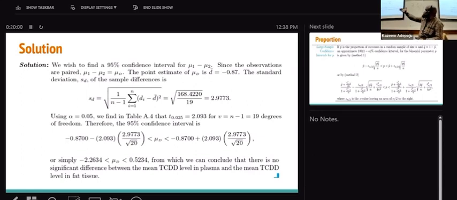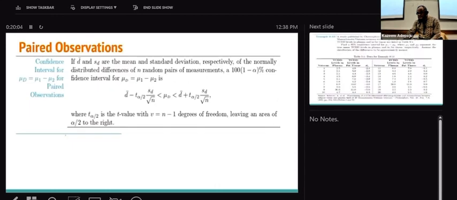Now, all you're going to do is plug in, using this particular formula here. S_D is the standard deviation. When you see S subscript D, it means the standard deviation of the difference. Does that make sense now? When you see mu D, this is the true mean of the difference.